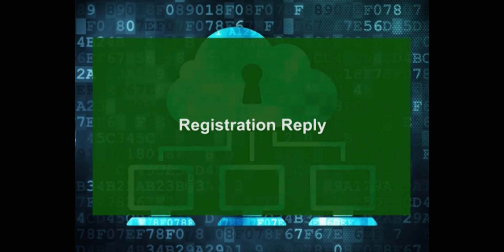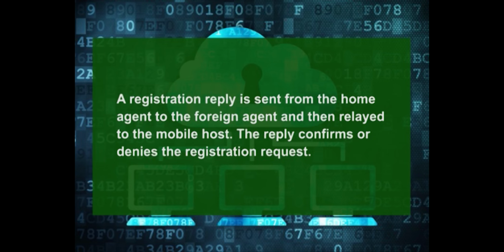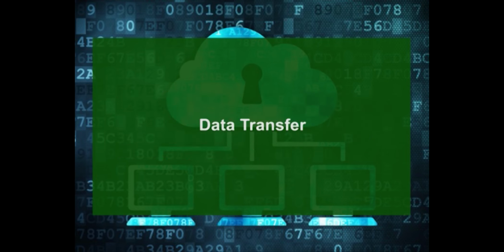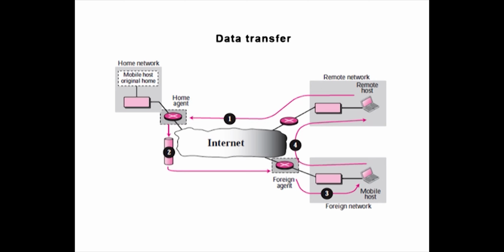Registration reply. A registration reply is sent from the home agent to the foreign agent and then relayed to the mobile host. The reply confirms or denies the registration request. Data transfer. After agent discovery and registration, a mobile host can communicate with the remote host. The figure shows the process of data transfer. I'll explain one by one.